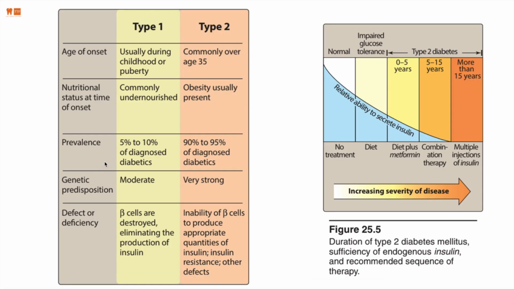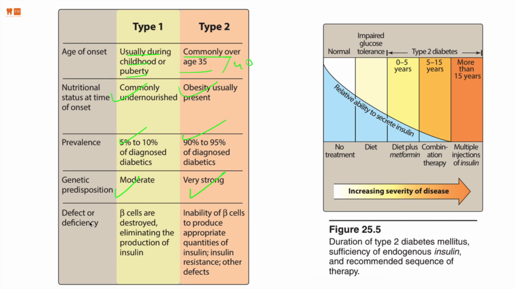So what's the difference? We talked about type 1, type 2. Type 1, age of onset, usually childhood or puberty. Type 2, commonly over the age of 35 or 40. Nutritional status at the time of onset: type 1 is commonly undernourished, and type 2 is obese. Type 1, 5 to 10% of diabetics. Type 2, 90 to 95% of diabetics. Type 1 has a moderate genetic predisposition, and type 2 has a very strong genetic predisposition.